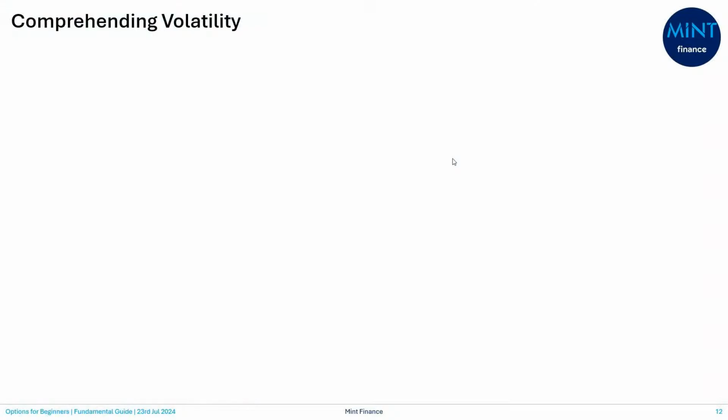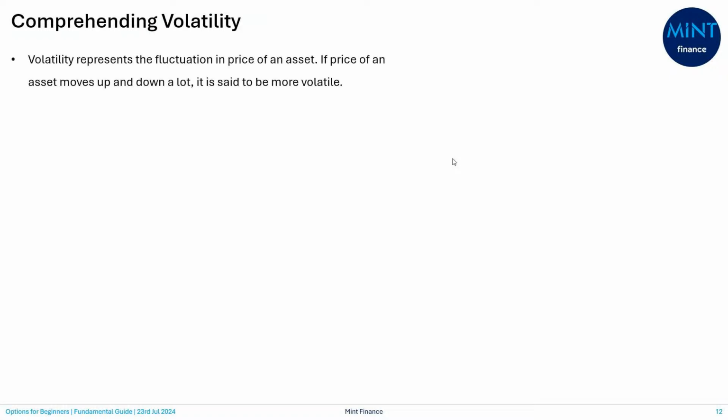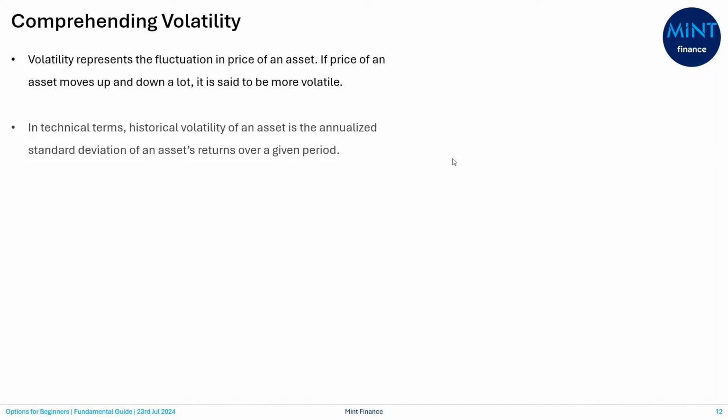So starting with volatility, what exactly is volatility? We'll start with the basics. Volatility represents the fluctuation in the price of an asset. It represents how much an asset moves up and down. The asset might move up and down a lot, in which case it would be a high volatility asset, or an asset might move up and down a little, in which case it would be lower volatility.